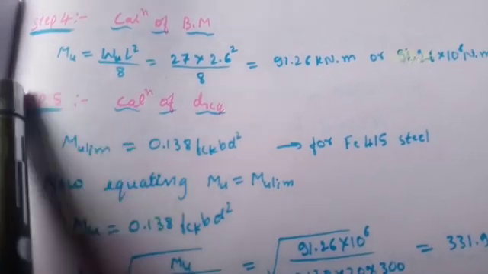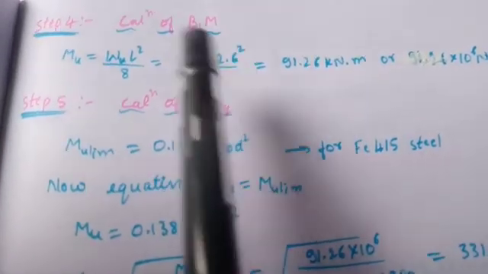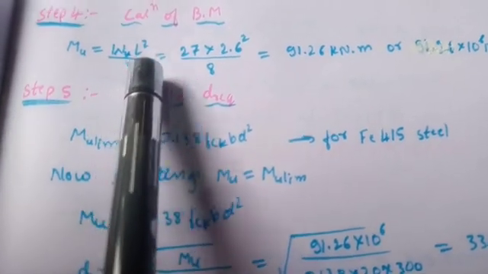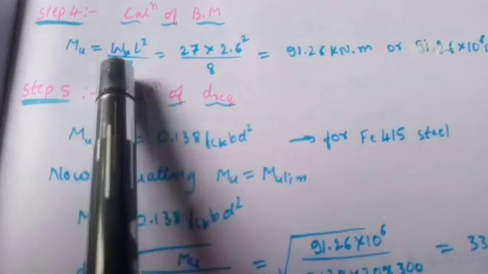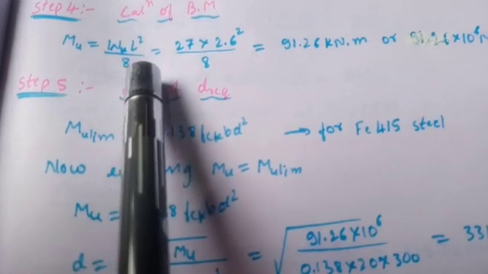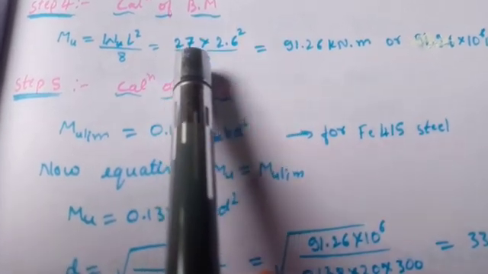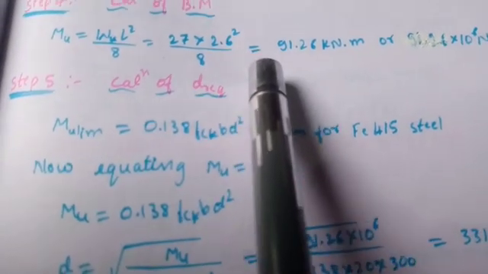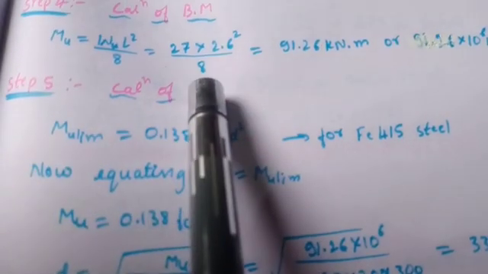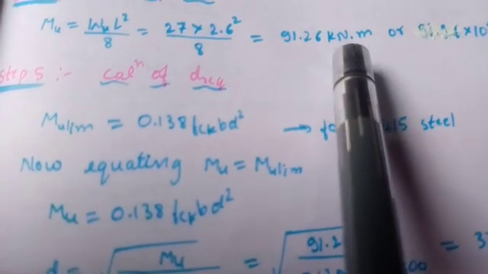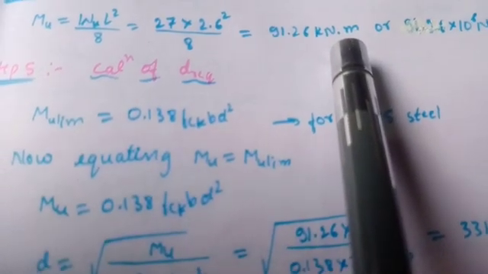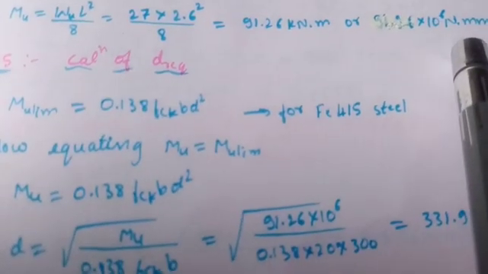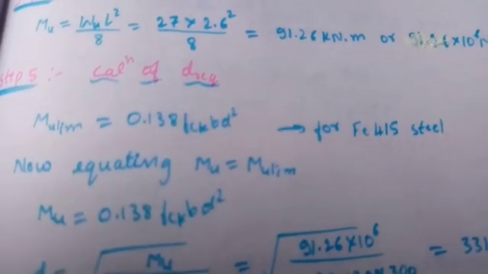So next is step 4, calculation of the maximum bending moment. For a cantilever beam we have the formula WU L square divided by 8. W is the ultimate load which we have calculated. Substitute all the values: 27 into our L, which we got as 2.6, divided by 8. By simplifying, we will get our MU value as 91.26 kN meter. In terms of Newton mm, that is 91.26 into 10 to the power of 6 Newton mm.